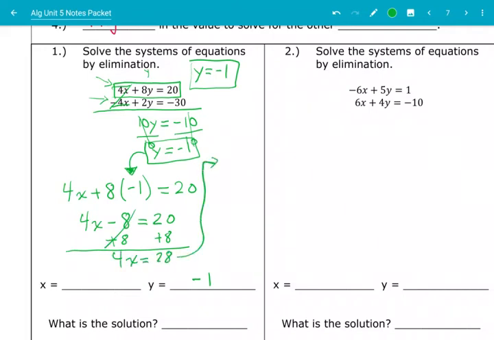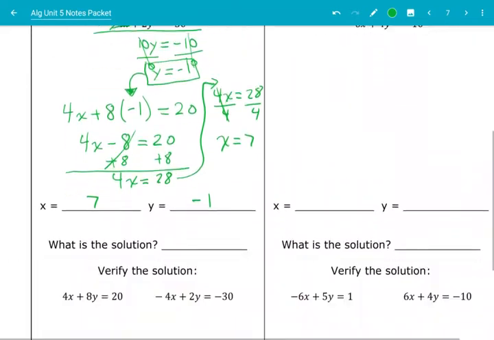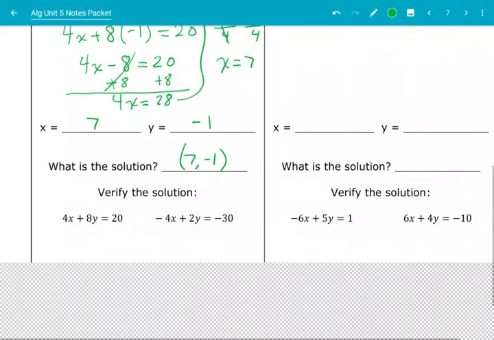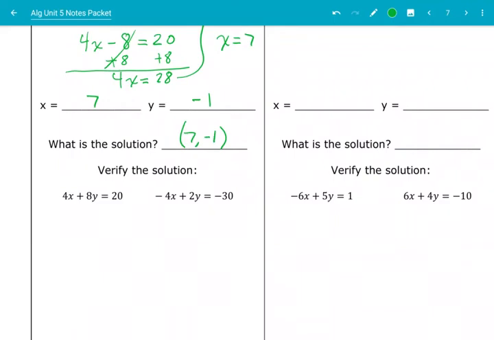Go up here. 4x equals 28, so divide by 4. We get x equals 7. So x is 7 and y is minus 1. So the point where these two lines cross is at (7, minus 1). And if you were to graph that, you'd see that, just like we showed on the first day of this unit. So now we can verify the solution.